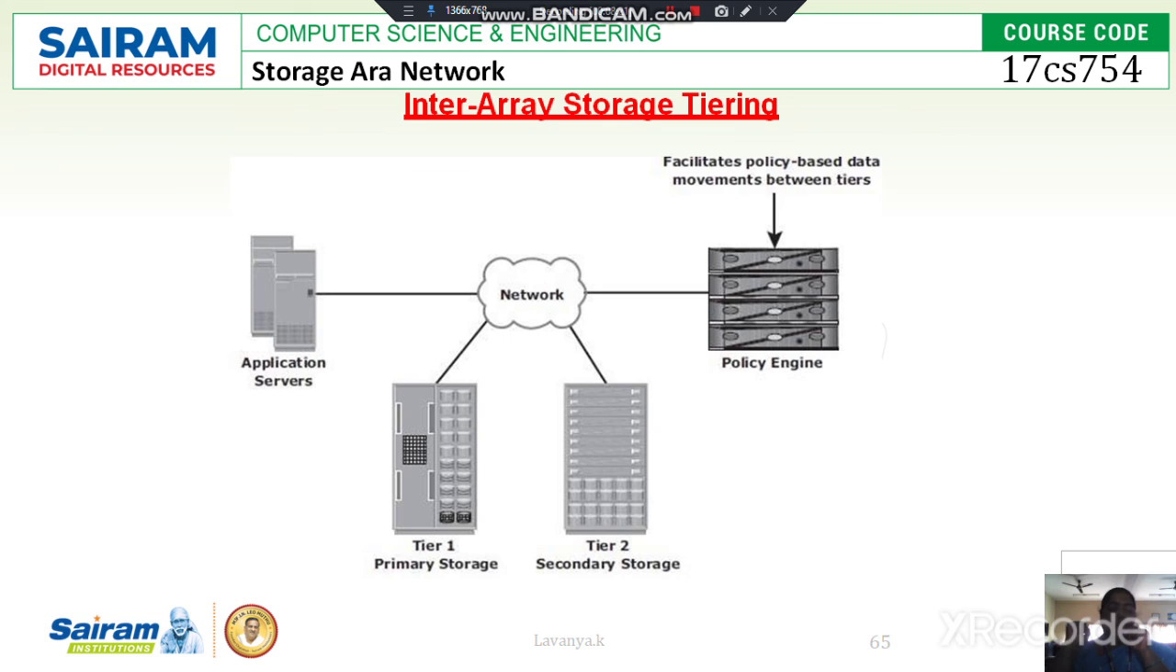Directly they cannot access the data from the policy engine. Through any one of the networks, it may be a LAN or a WAN, they can access the data in the inter array storage tiering. This is about the storage tiering, the second method.